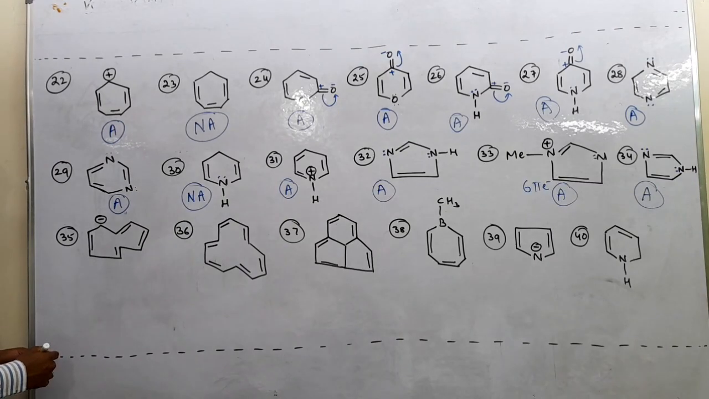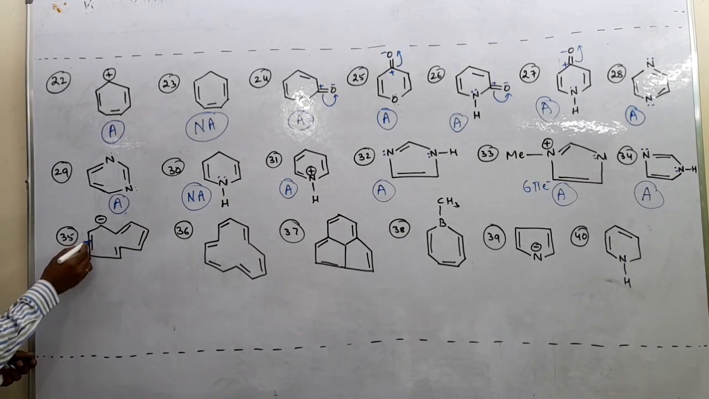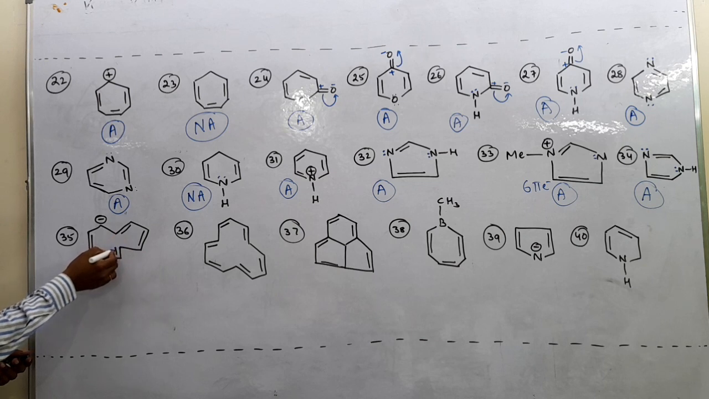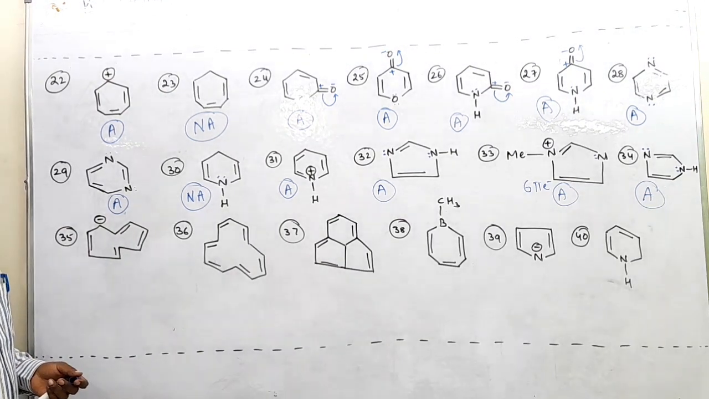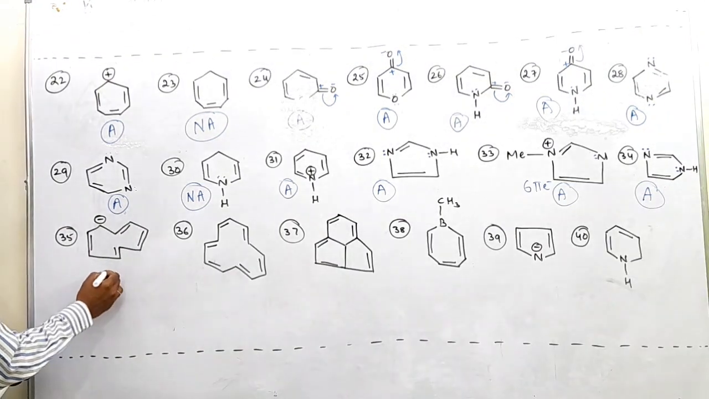When it comes to this compound, see the closed conjugation: pi, negative charge, pi, and here pi. There is a closed conjugation. 1, 2, 3, 4, 5. 5 twos are 10. 10 pi electrons, same like naphthalene. So it is also aromatic.